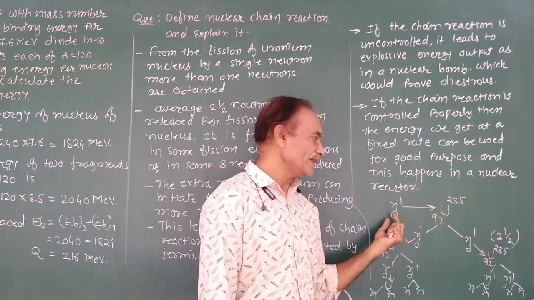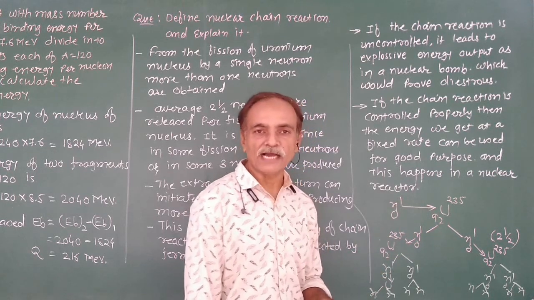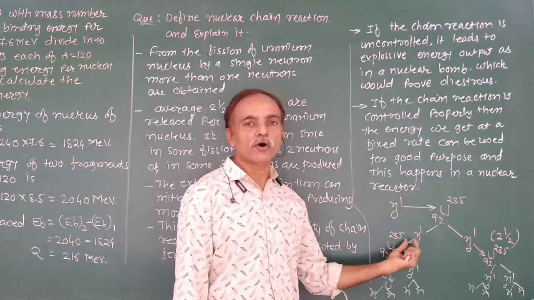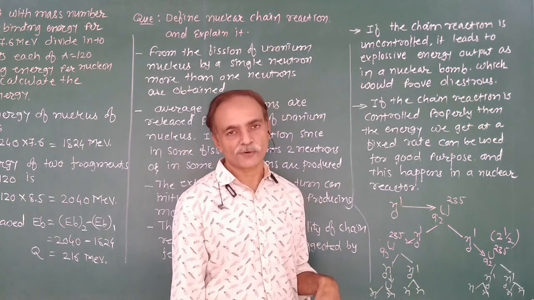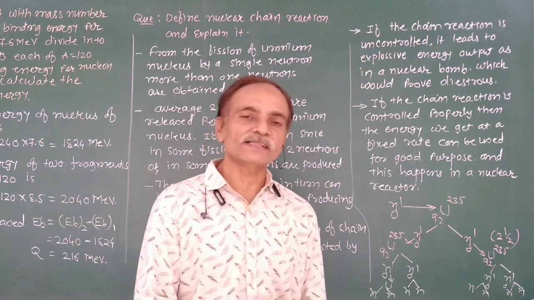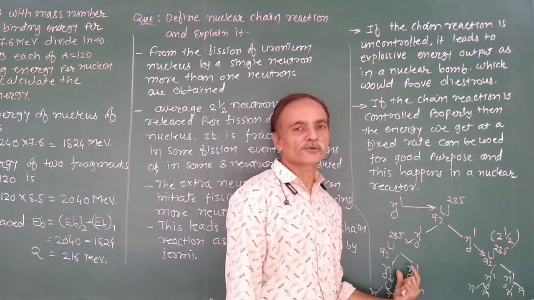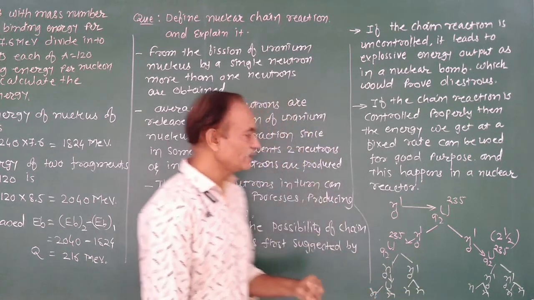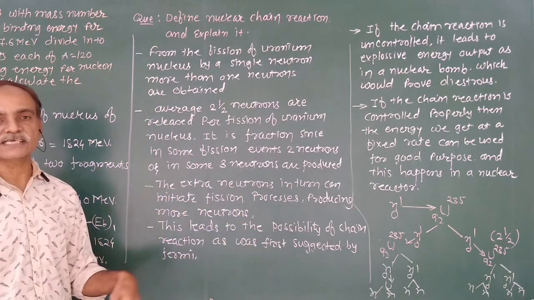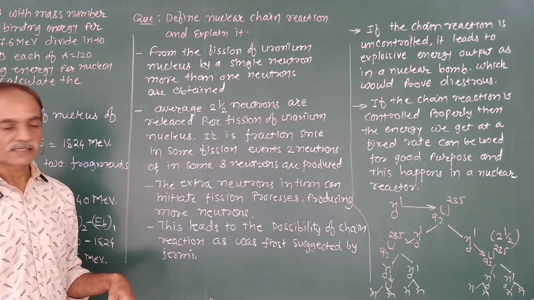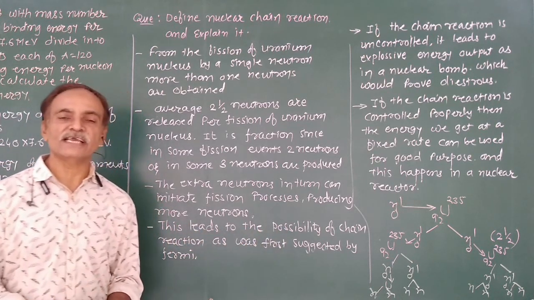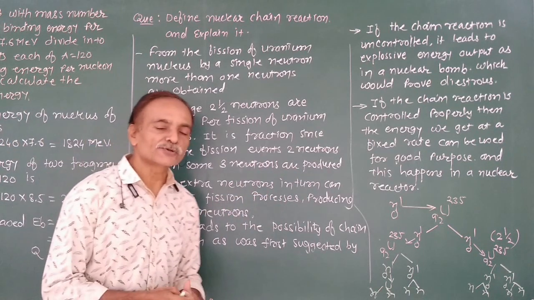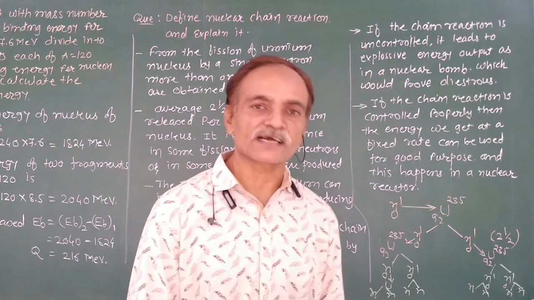So when the fission of the uranium nucleus takes place by the bombardment of the slow neutron, as a result, 2 or 3 neutrons are produced as a product. These neutrons react with other nuclei and produce more neutrons. These are fast neutrons and can initiate other processes and produce more neutrons. This leads to the possibility of the chain reaction suggested by Fermi. This chain reaction is of 2 types: one is the uncontrolled manner, the second is the controlled manner.